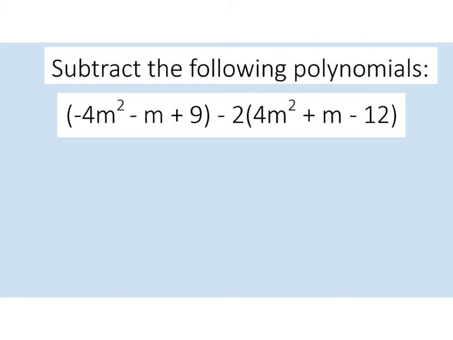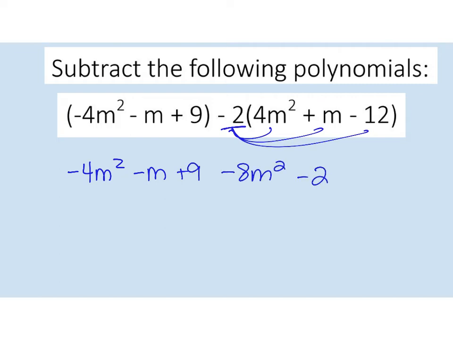All right, now this is where it gets a little tricky when we have to do some subtraction. So we're going to take this value and we're going to do some distribution in order to create subtraction. So here we have negative 4m squared minus m plus 9 minus 8m squared minus 2m plus 24. So what I did here was I multiplied everything in that second expression times negative 2. Now I can start to color code.